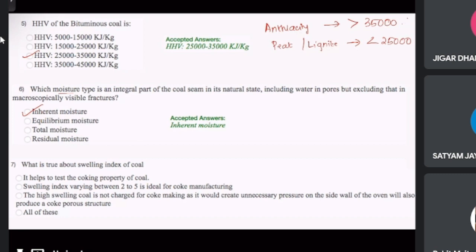Fine. What is true about the swelling index of coal? So we'll see answer D. Yes. So we'll see each and every sentence and see whether these are true or not. So first, swelling index of coal helps to test the coking properties of the coal. That is true. The ideal swelling index for coke manufacturing is between 2 and 5. That is also true. And then the high swelling coal is not charged for coke making, as it would create unnecessary pressure in the walls of the oven. And that is also true. So all of these are true, and so the answer is option D, all of these.